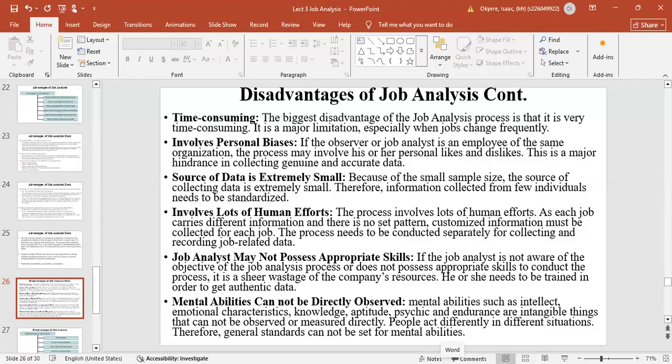Now we are going to the fifth one. Those who are conducting the job analysis, I mean the job analyst or the senior or managerial member conducting the job analysis, may not possess the relevant knowledge for the job analysis.